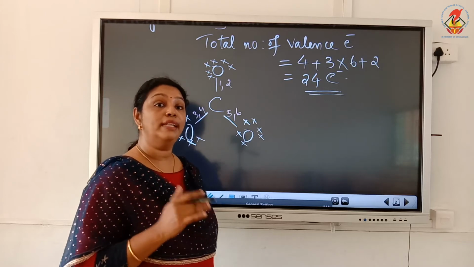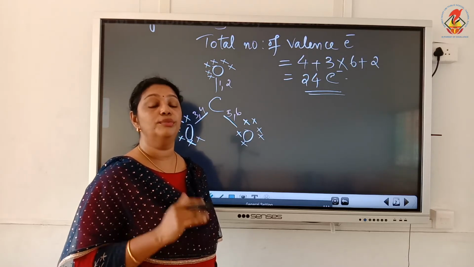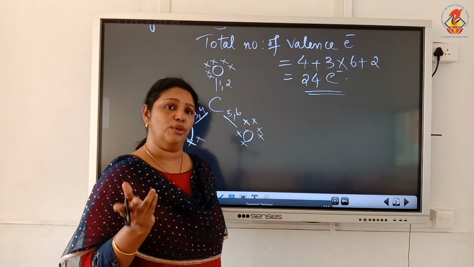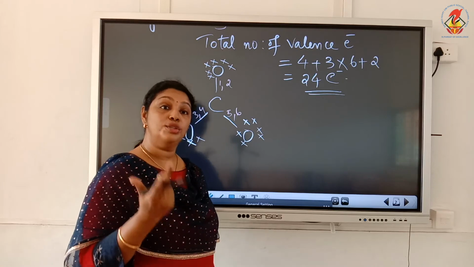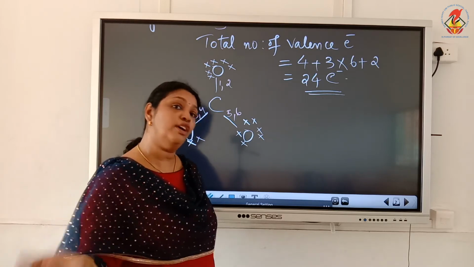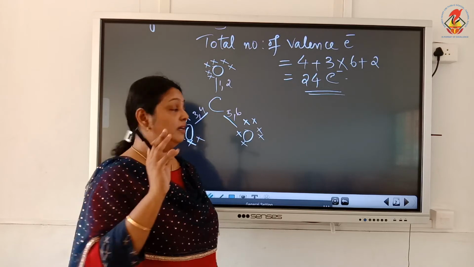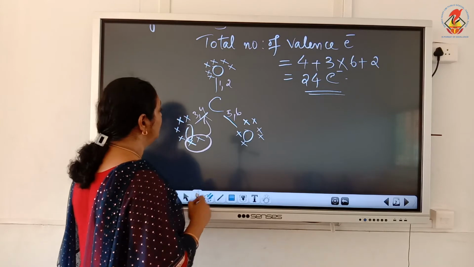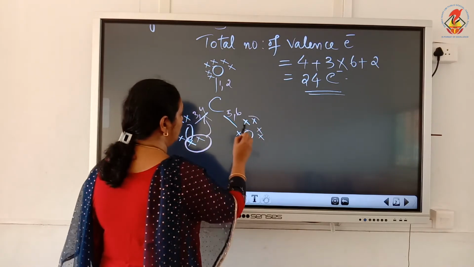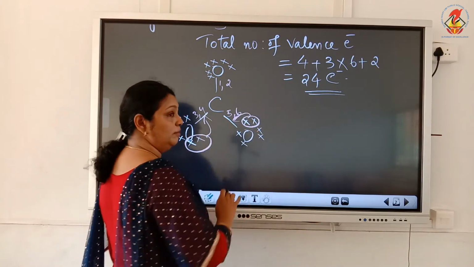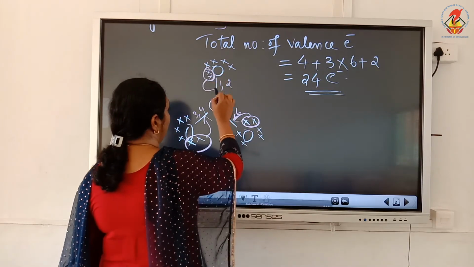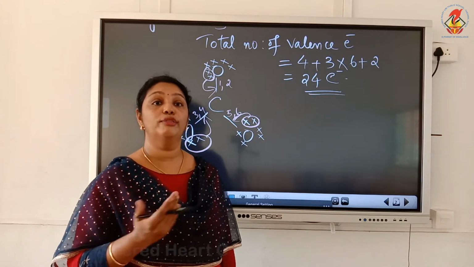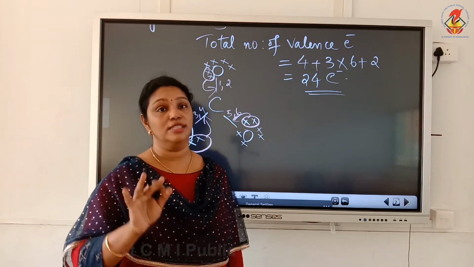So to complete the octet around carbon, what do we have to do? We have to move to multiple bonding. Now carbon needs how many more electrons? 2 more electrons, and the 2 electrons can be donated by any of the 3 oxygen atoms. So either this oxygen, if this donates or shares the lone pair, then we will have a double bond here. If this oxygen shares a lone pair, we will have a double bond here. If this oxygen shares a lone pair, we will have a double bond here. So how many possible Lewis structures for carbonate ion? We can have 3 possible Lewis structures.